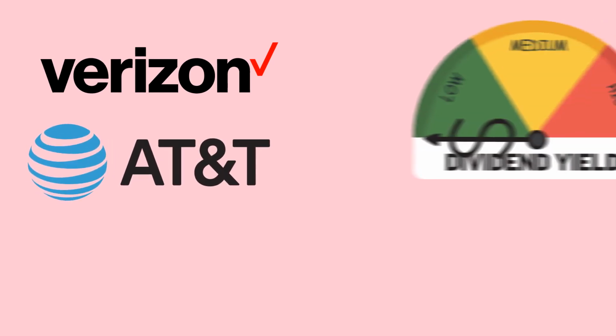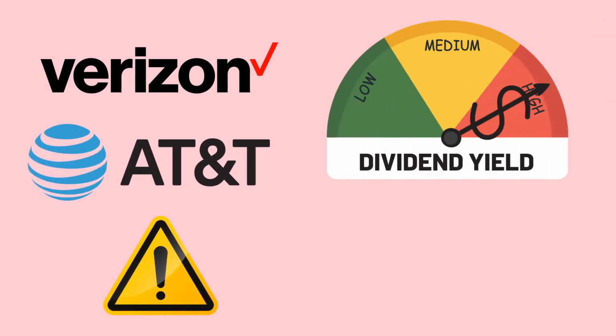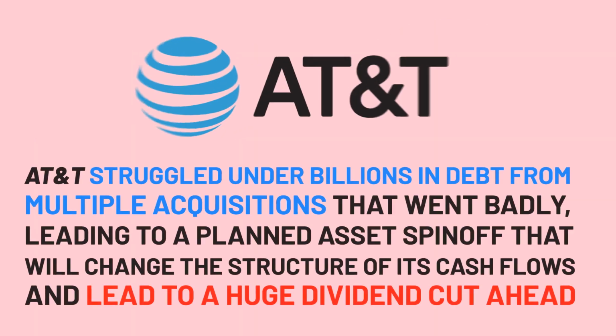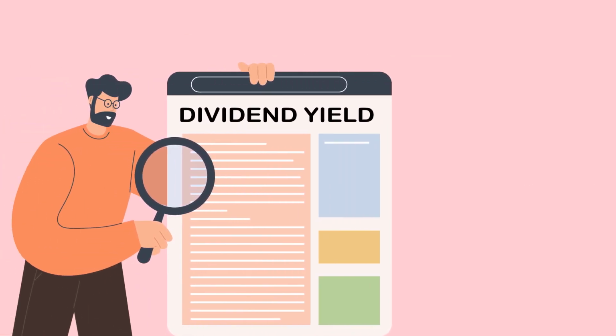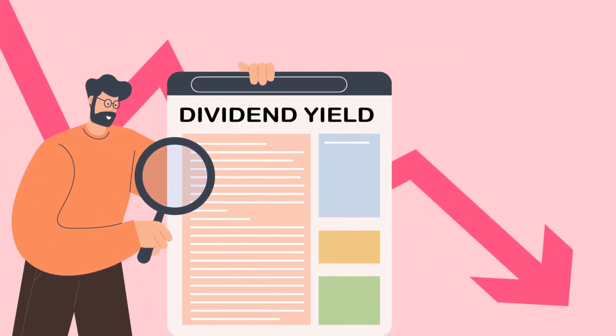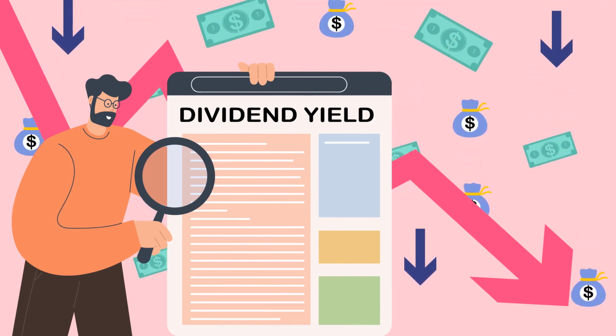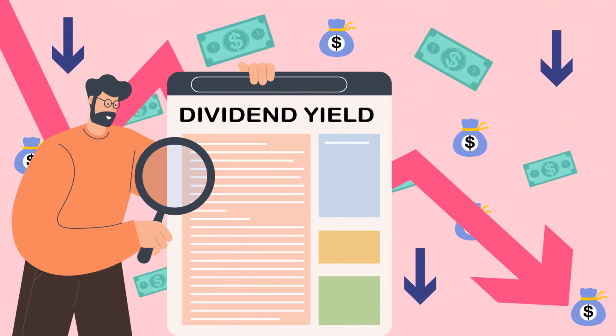The example of Verizon and AT&T is a case in point. A high yield doesn't matter if there are risks to the company that pays the dividend. AT&T struggled under billions in debt from multiple acquisitions that went badly, leading to a planned asset spin-off that will change the structure of its cash flows and lead to a huge dividend cut ahead. Focusing exclusively on the dividend yield leads to poor investment outcomes with underperforming companies and can also cause investors to miss out on better opportunities.